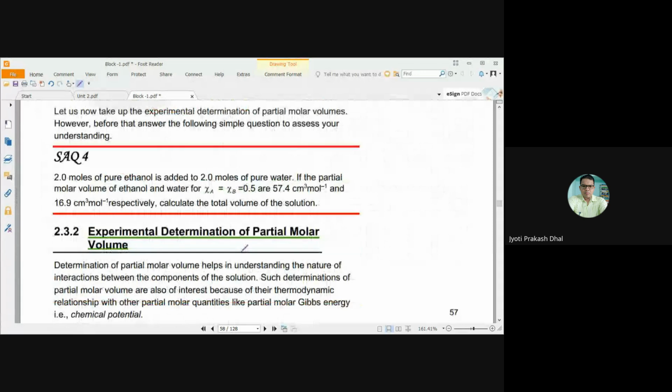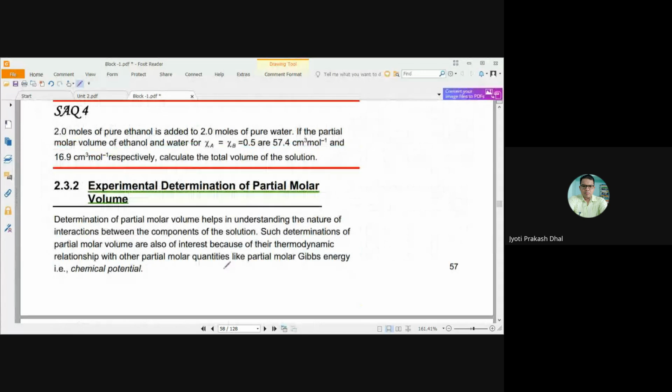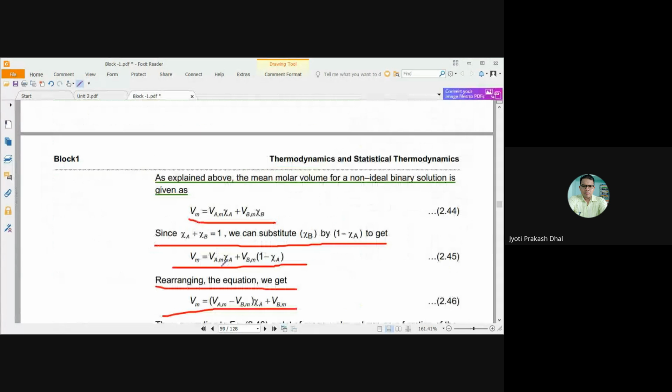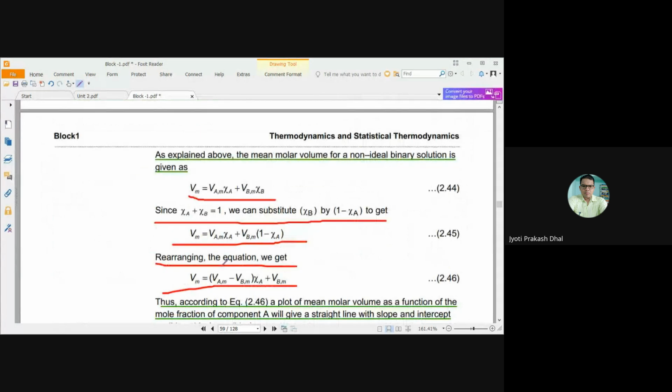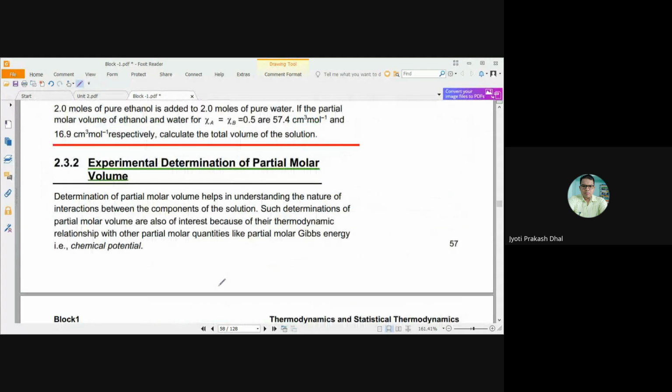Now coming to experimental determination of partial molar volume. As explained above, the mean molar volume. So here I will take a 2-3 minute break, and after that we will continue.